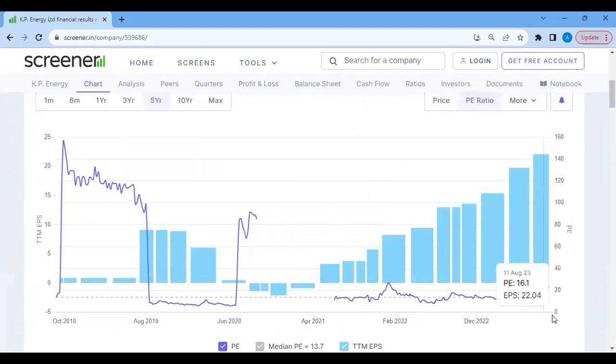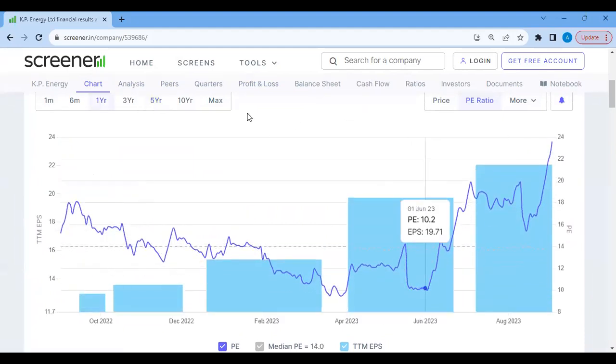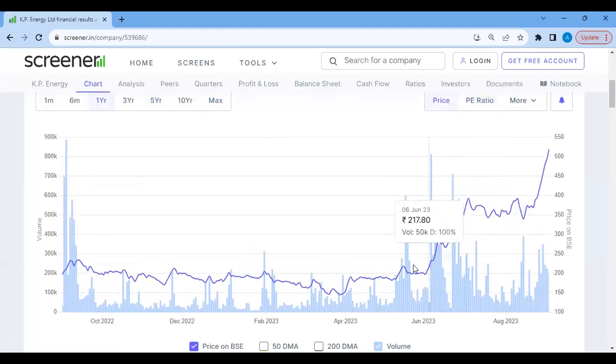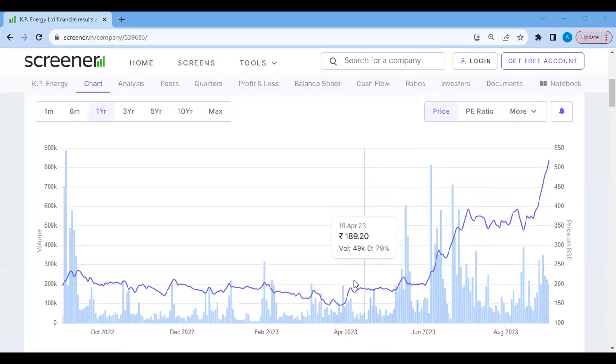Can everyone see that this company was available at a 10 P ratio? And see what happened to the price. Can you see what happened to the price of this company? Everyone jumped on it like crazy. Heavy jumping on the price, and see what happened. From 150, from 200 rupees, it went to 500 rupees, because this company is available at a low P ratio.